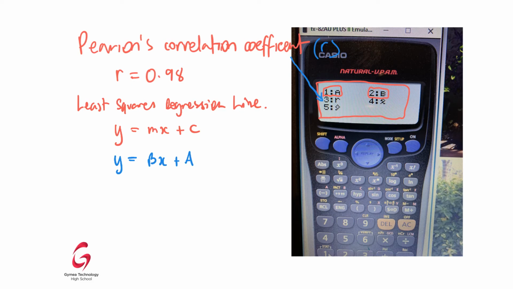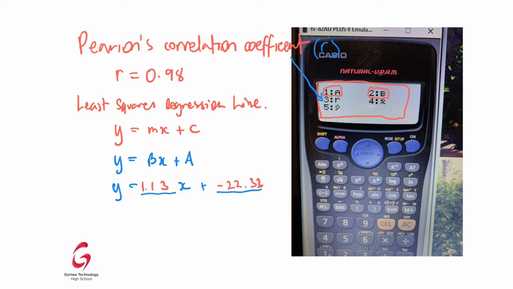Now if you remember that very first screen that we pressed after our stat mode, it came up with the values that said a plus bx. This is now the thing we're going to be using, where we've got our gradient b and our y-intercept a. So now I want you to go to your calculator, and in here write in the value to 2 decimal places of your b value, and then onto it add that a value onto the end. Let's see what we get.